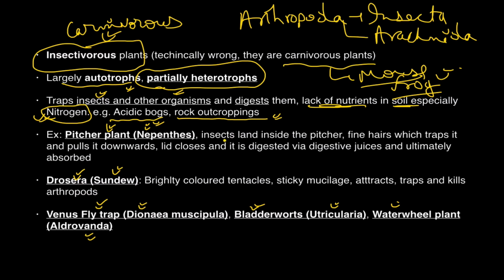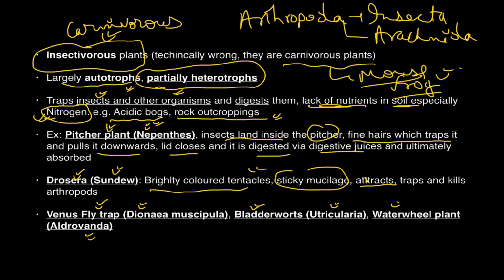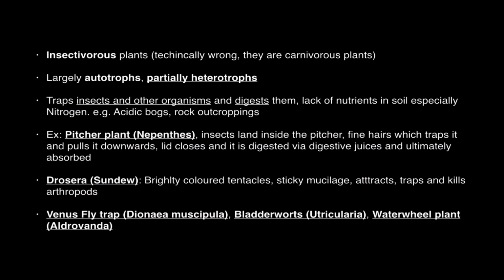Now pitcher plant has an insect which lands inside the pitcher, fine hairs trap it and pull it downwards, the lid closes, and it is digested by digestive juice, not important. And it has brightly colored tentacles which have sticky mucilage which attracts and traps and kills arthropods. And finally there are different traps in this, so I'll show you the pics now.